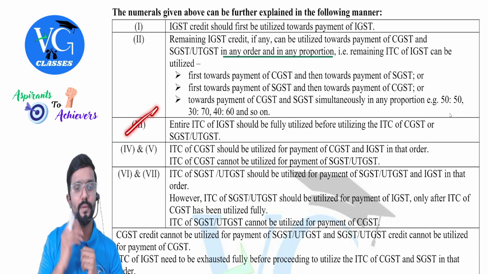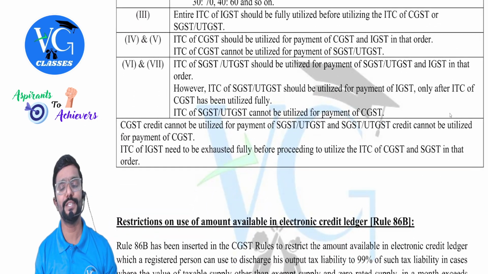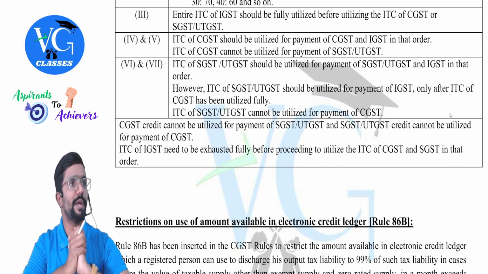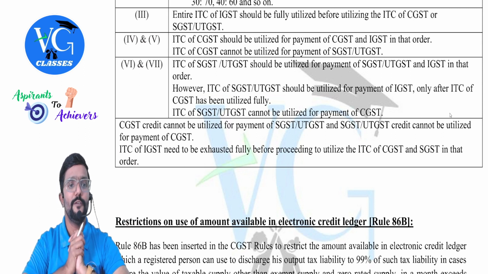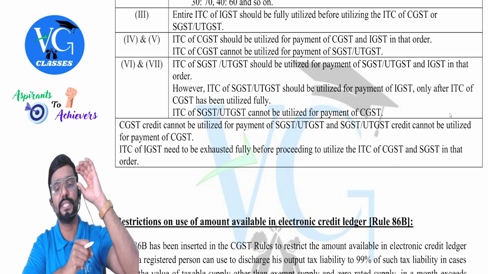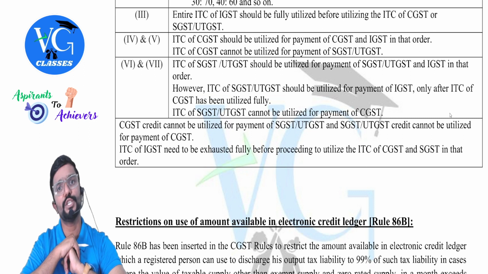Third, entire ITC of IGST should be fully utilized before utilizing the ITC of what, guys? CGST or SGST or even UTGST. Okay, sir. Fine. Done with IGST credit. Now let us go and touch CGST credit. 4 and 5. ITC of CGST should be first utilized towards the payment of CGST liability. And if anything is pending, then against IGST liability. But ITC of CGST cannot be utilized for payment of SGST or UTGST. Cross utilization between central and state is not allowed.